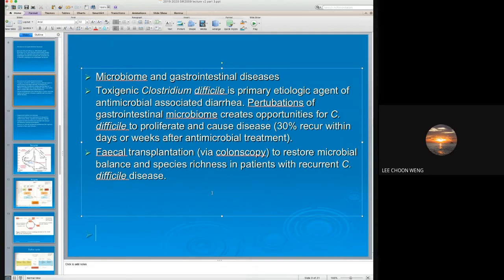The feces from the close relative will be treated and cleaned to obtain the microbial population, and then via colonoscopy, it will be transplanted into the patient. And this is actually a standard procedure in some countries because it actually works, and the patient will feel much better after this treatment.